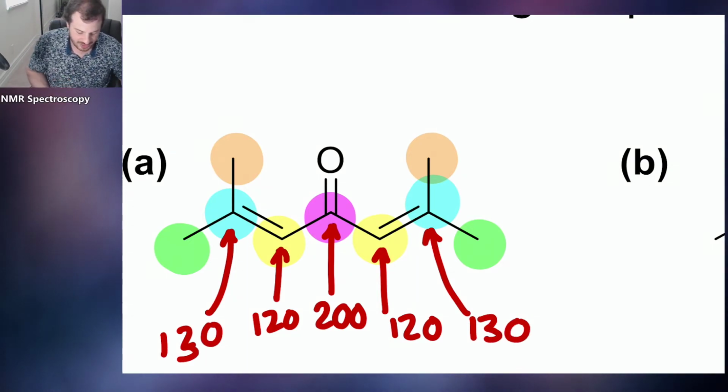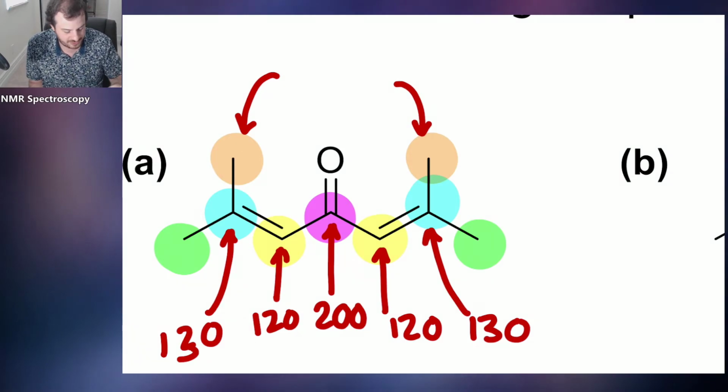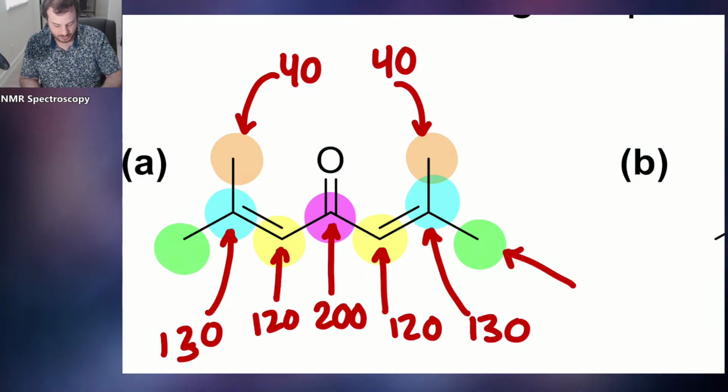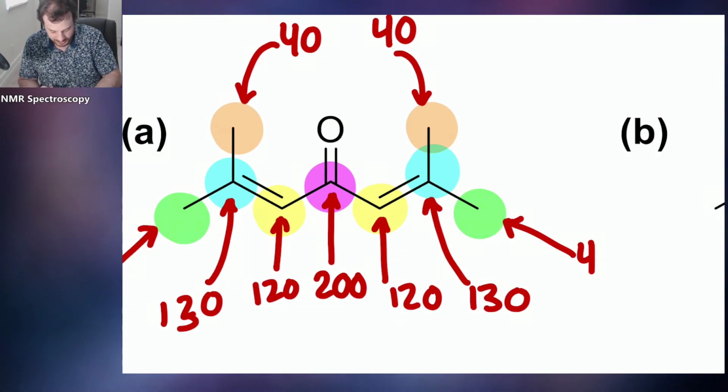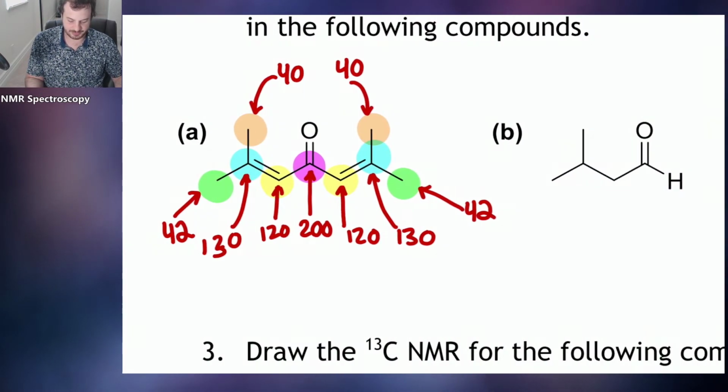Again, as long as you assigned a value between 120 and 140, I would give you full credit. And then the methyl groups on the end here are sort of near a double bond. So remember, those show up between 20 and 50. So why don't we just call these 40, choosing at random. And then these are similar to the orange, just slightly different. Why don't I call those 42? Again, if you had said 50, I would have given full credit. It's okay. You don't have to be exact.